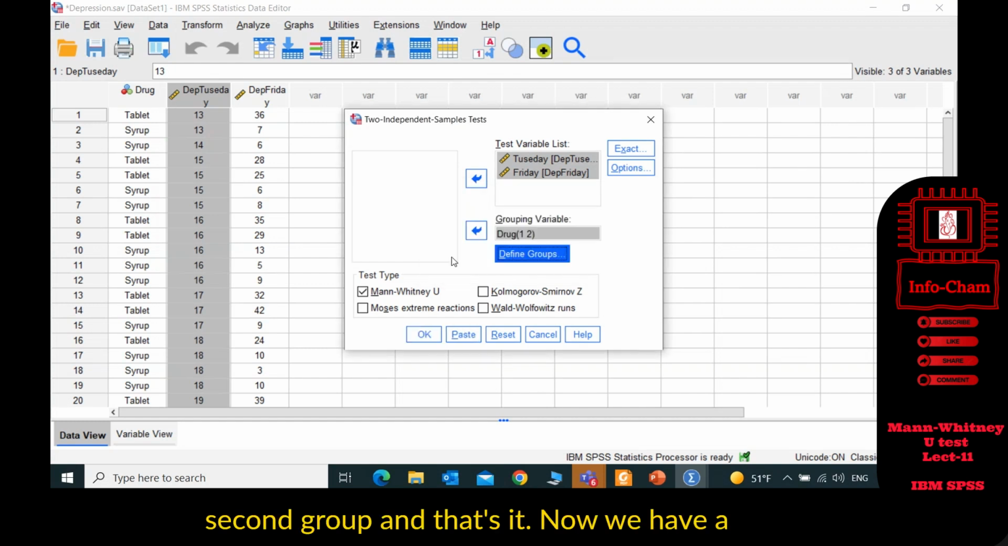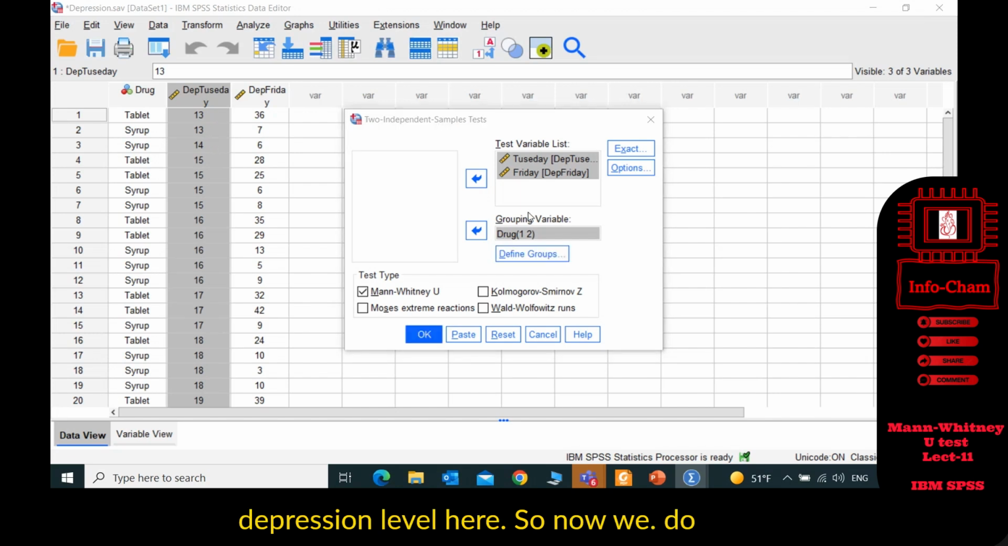Second group, and that's all. Now we have two. I define the two groups, right? So we will see the difference in level based on this drug, right? So drug is a nominal category, tablet or syrup. So this is the depression level here. So now we do it.